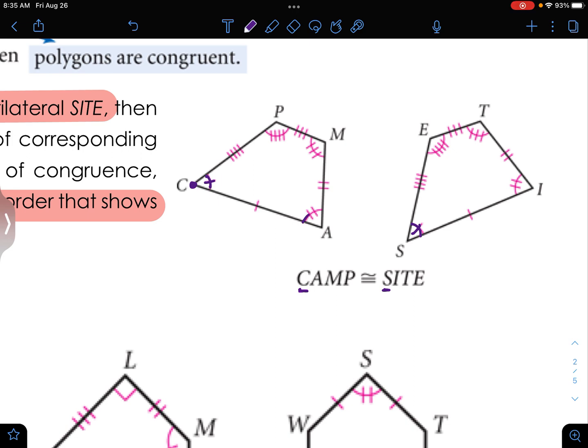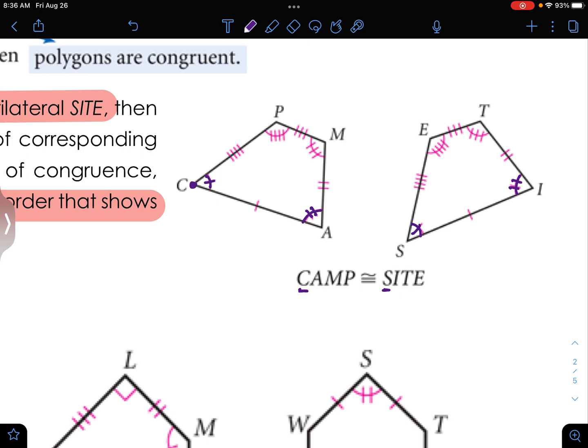Then we go A, which has two tick marks. That means you have to list in the other polygon I second. You could not go S, E, T, I. If you did that, E does not correspond with A because E has four tick marks, A only has two. So again, you have to pay attention to what angle corresponds with what angle, and what side corresponds with what side.